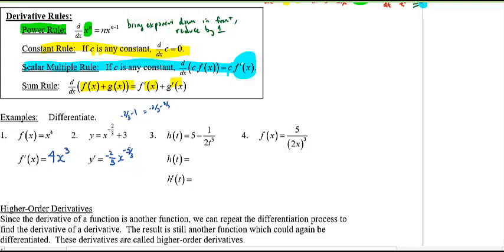Good. And then the derivative of 3, we're using the sum rule now. We're going to add the derivative of 3. The derivative of 3 is just 0, so I guess we can do that. Or just write down negative 2/3 x to the negative 5/3. Done.